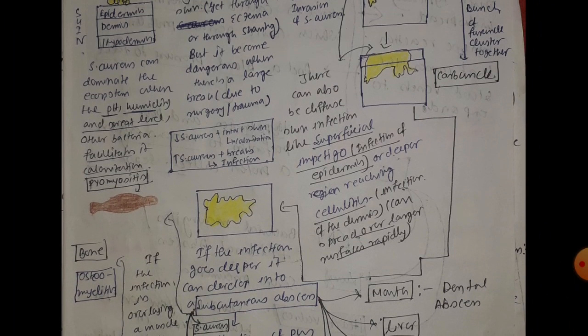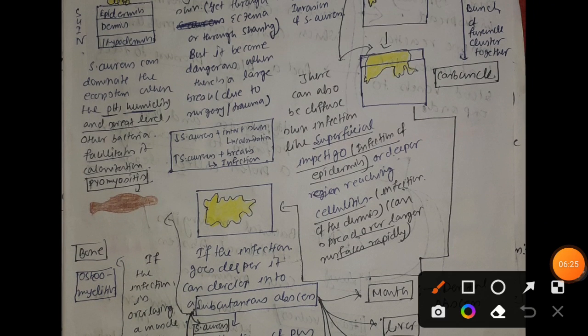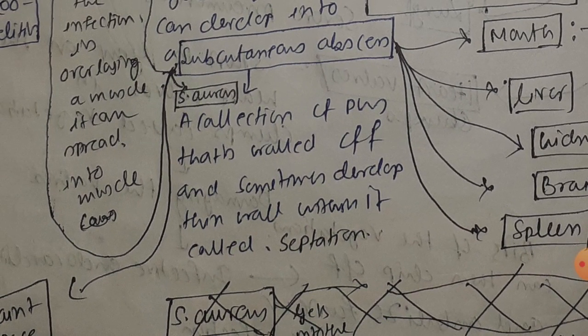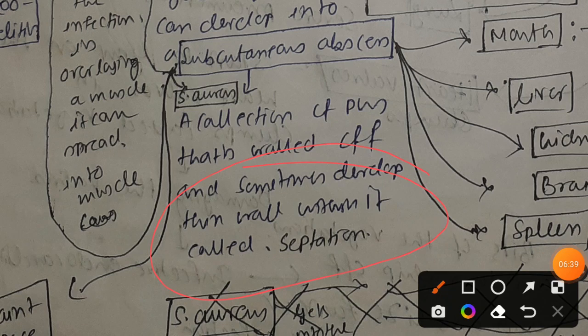So that is the first level of infection that is caused by Staphylococcus aureus, and when it reaches deeper from that part, it will cause a subcutaneous abscess, which is a collection of pus that is walled up and sometimes develops a thin wall within it.